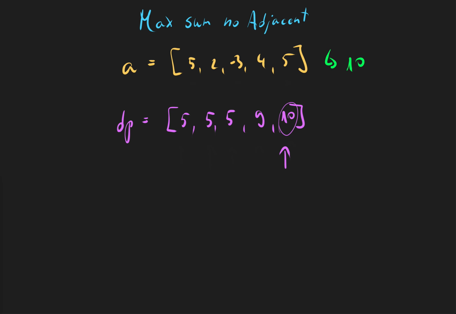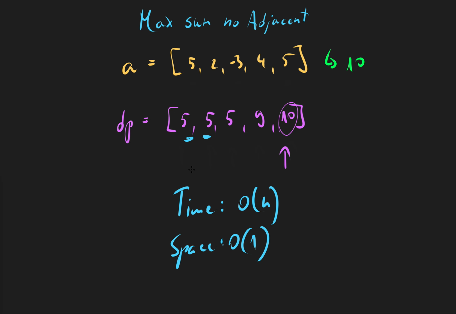Okay, so what's the time and space complexity for this one? So for time, it's O of n. N is the number of elements inside an array. And for space, this solution uses O of n, so linear, but we can improve the space complexity to use only O of 1. Not use an array, but use only 2 values, right? We will see this in code. Cool.